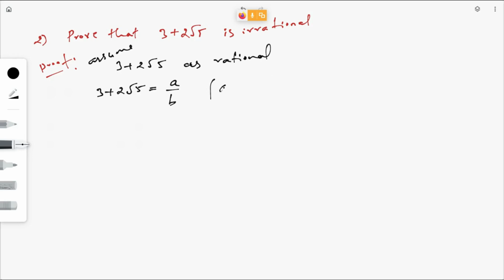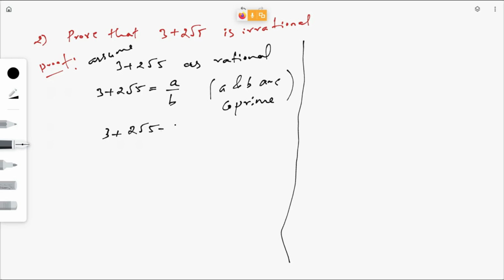Where a and b are co-prime numbers. What is the next step? Squaring on both sides. So 3 plus 2 root 5 is equal to a by b.